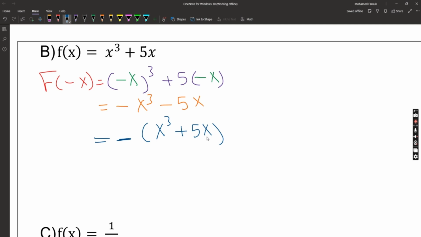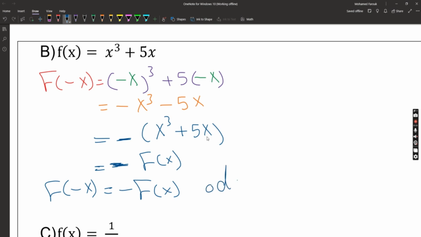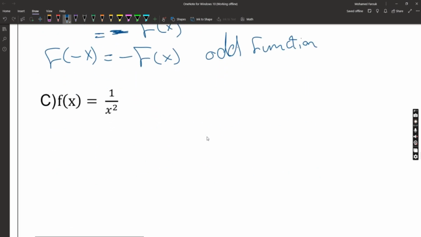Ask yourself again, have you got the original function? Yes, I have it, x cubed plus 5x, but with negative sign. So it's negative f of x. So this one, f of negative x equals negative f of x. So it's an odd function. Okay, if you took the negative sign as a common sign, and you didn't find that you got the original function, it will be neither even nor odd.